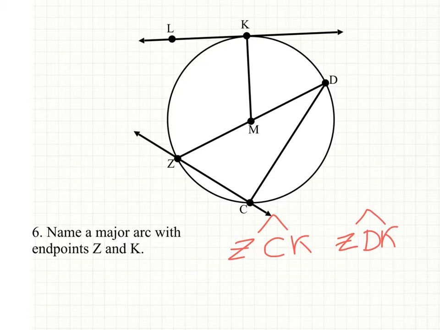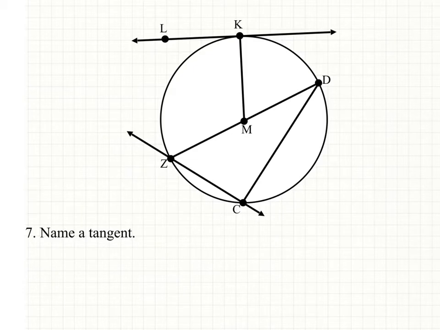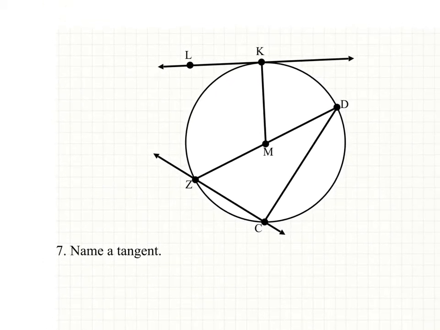Now let's move on to question number 7. Name a tangent. Now remember, the tangent could be either a segment or a line and intersects the circle in only one point, and we call that point the point of tangency. So in this case, I see line KL, or I can say segment KL.